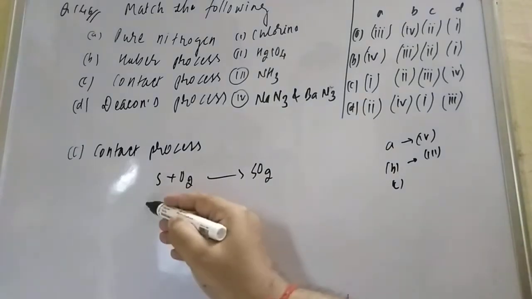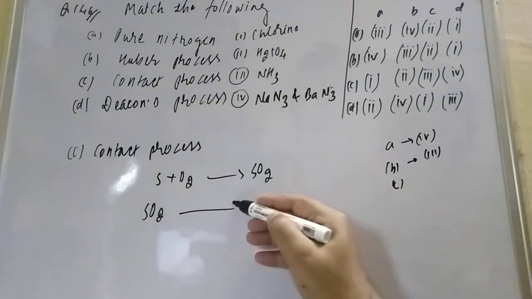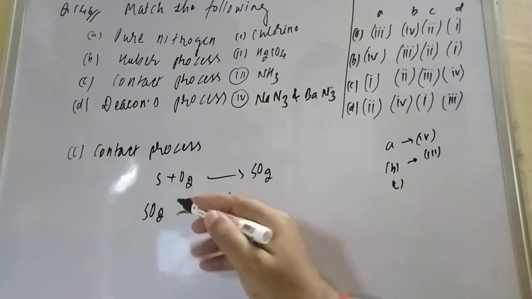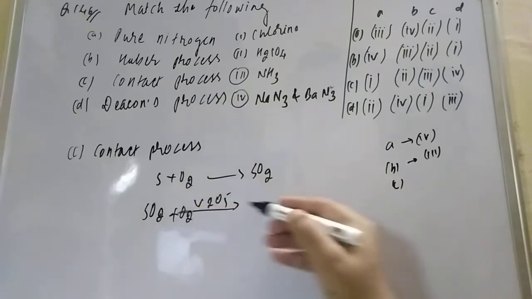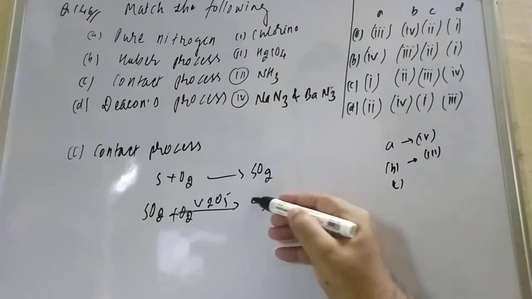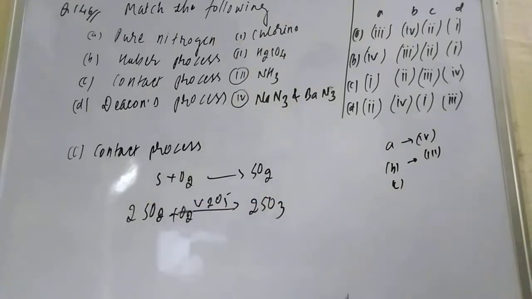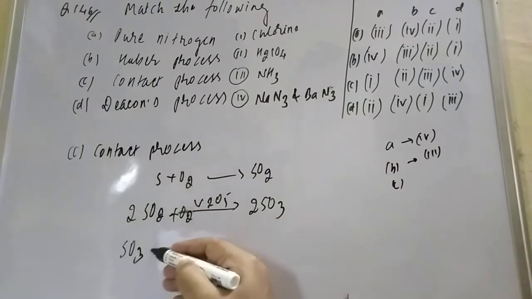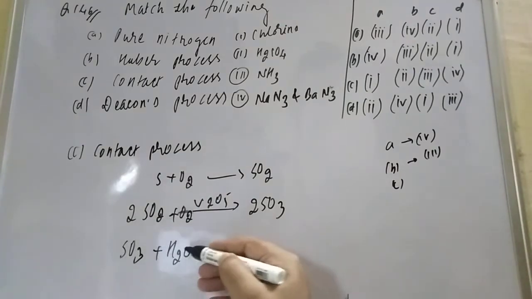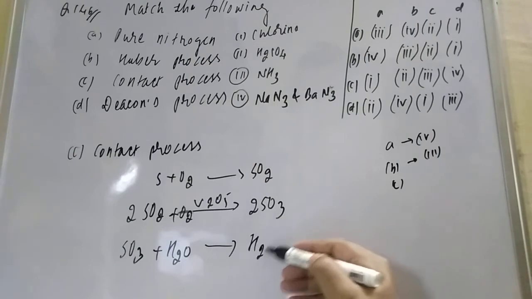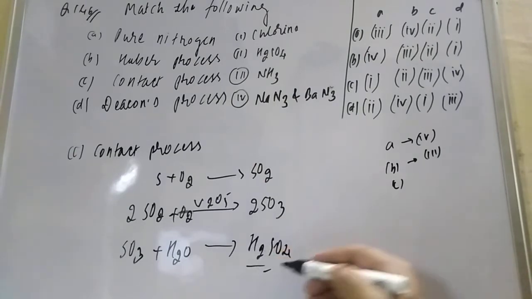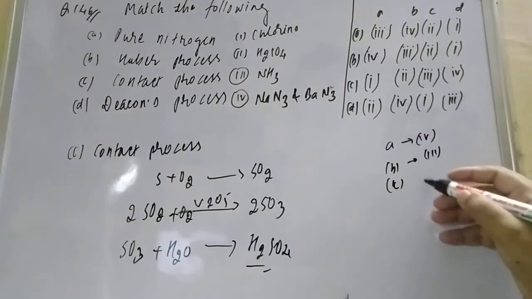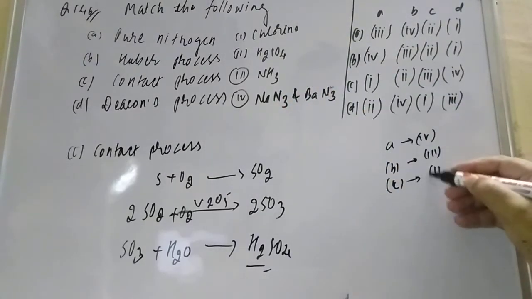Okay, then you have SO2, and you take V2O5 catalyst, vanadium pentoxide catalyst, and you convert it into SO3. Okay, 2 mole you take, here is also SO3, and then you dissolve in water. Take SO3 and dissolve in water, students. So you will get H2SO4. So this is the contact process. So third number, C option is matching with the H2SO4, that is second.